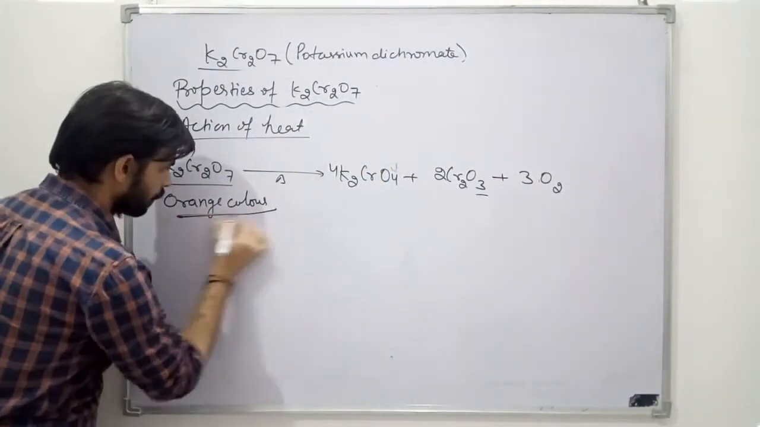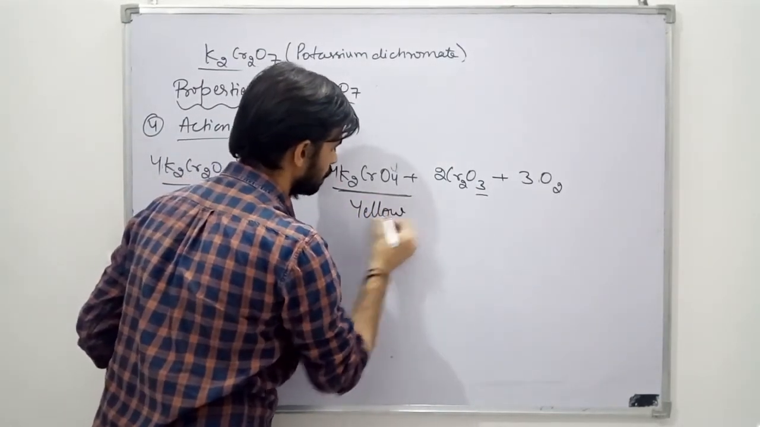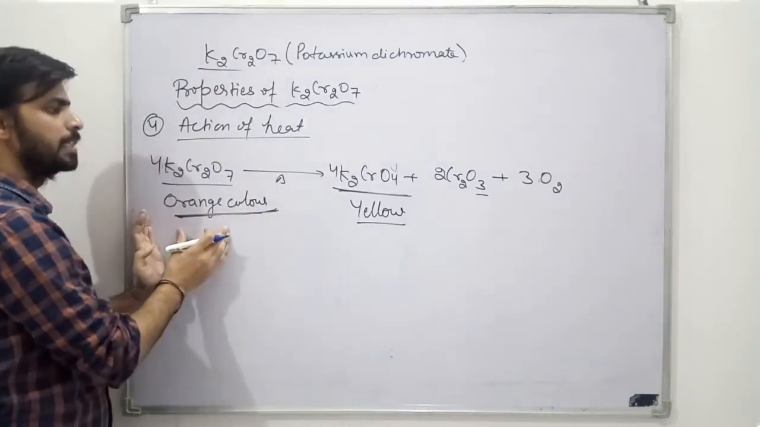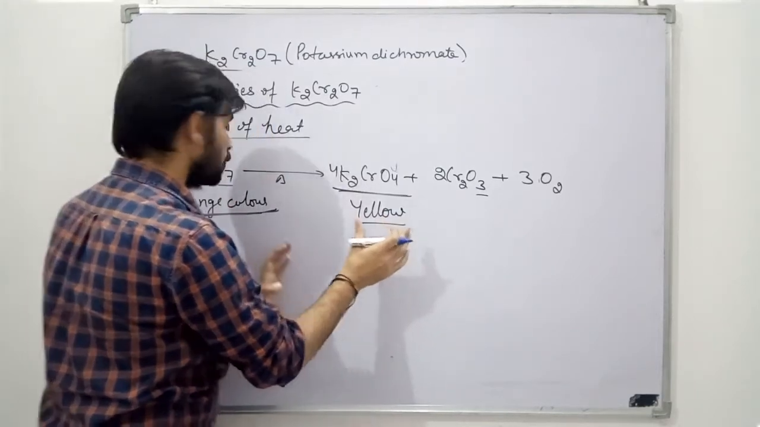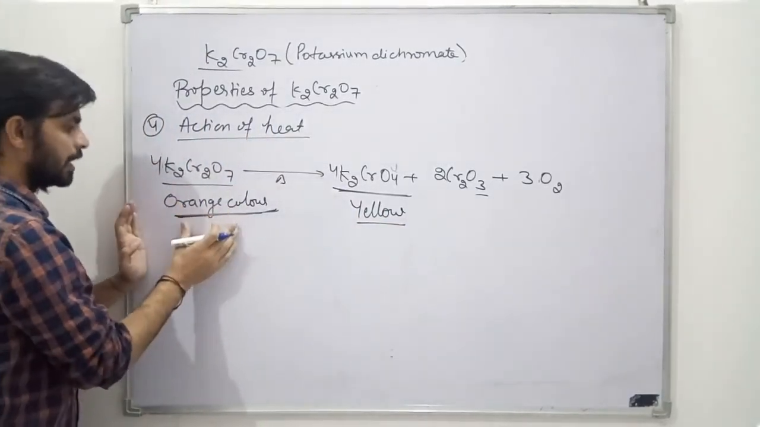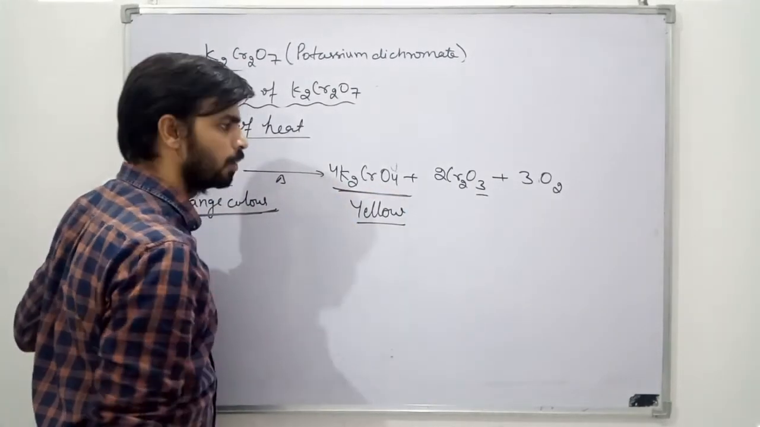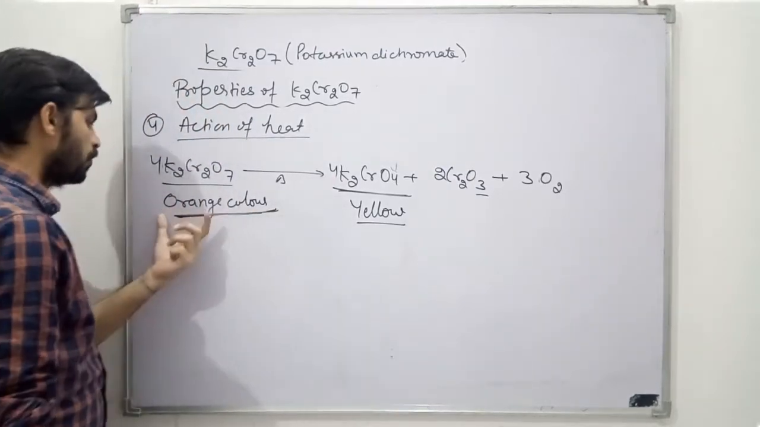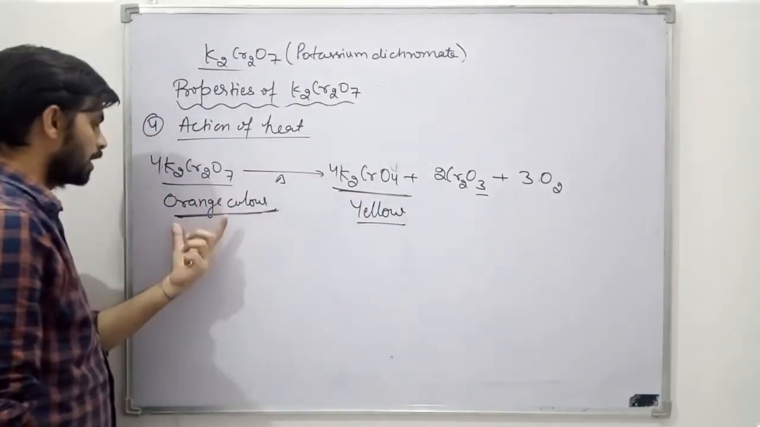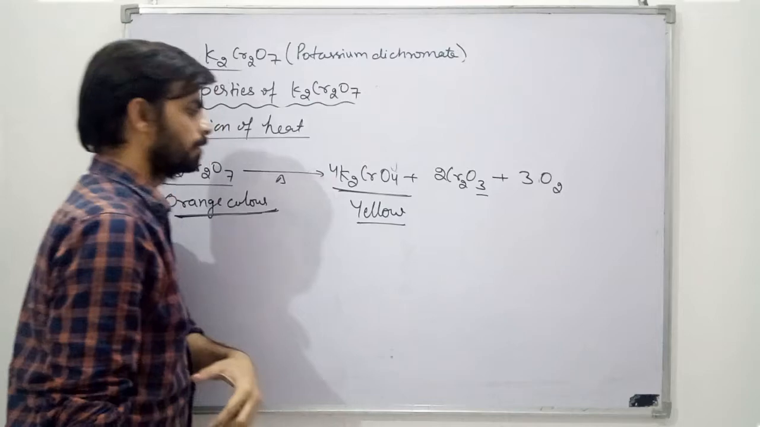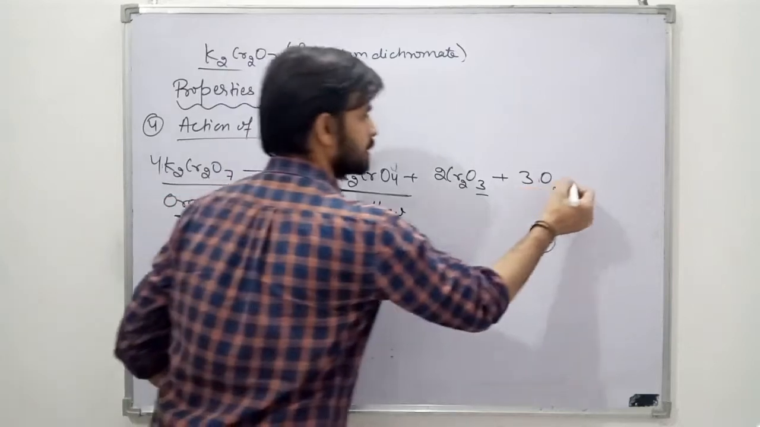Potassium dichromate is of orange color while potassium chromate is of yellow color. That means when we heat potassium dichromate, which is orange in color, it is converted into potassium chromate, which is of yellow color. So I hope you get the point. When we heat potassium dichromate into potassium chromate, orange color will convert into the yellow color, and oxygen is released.